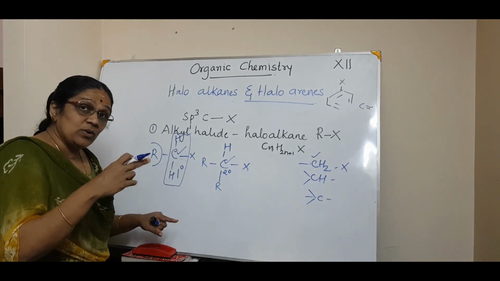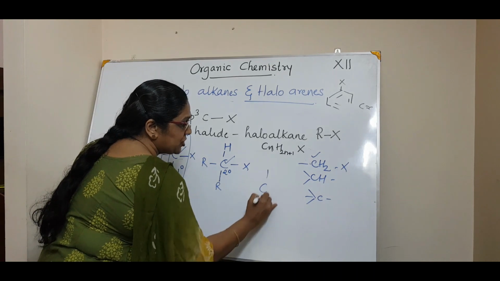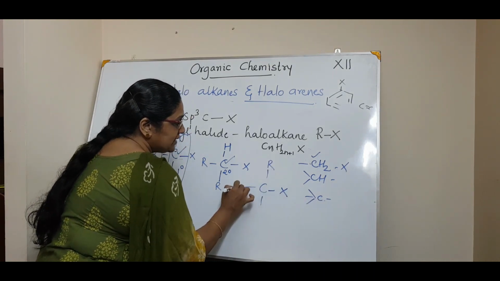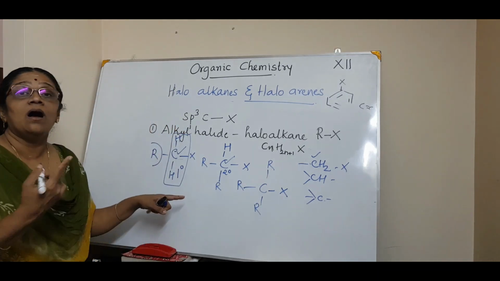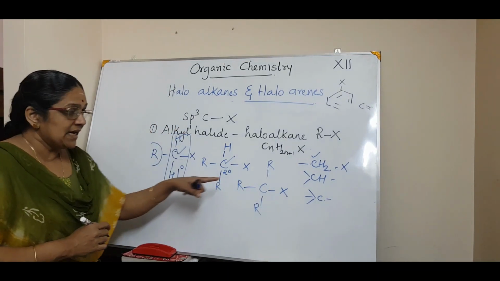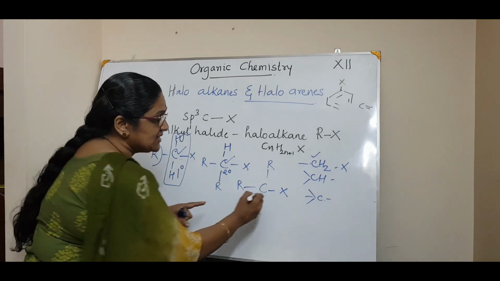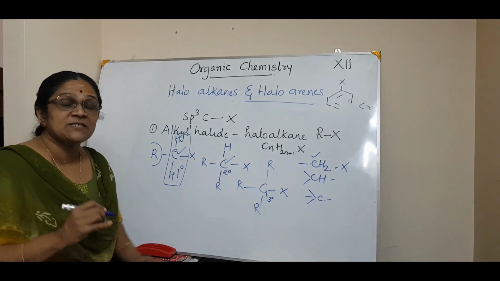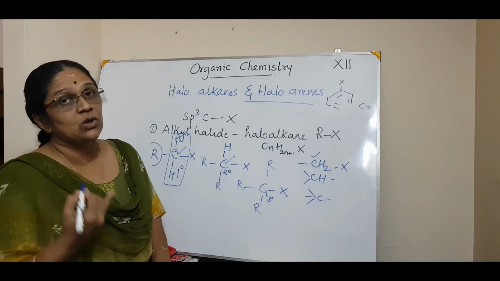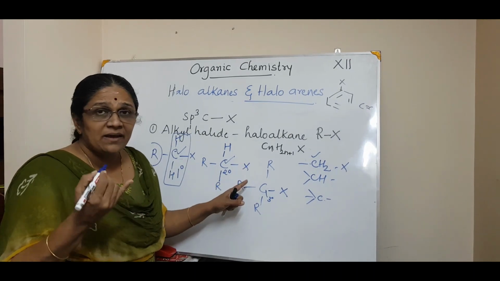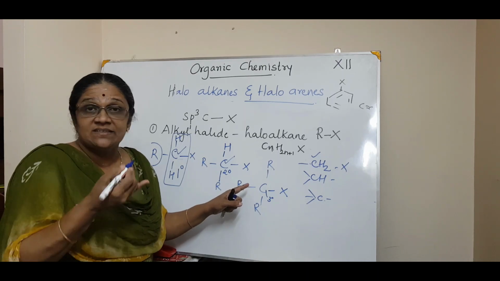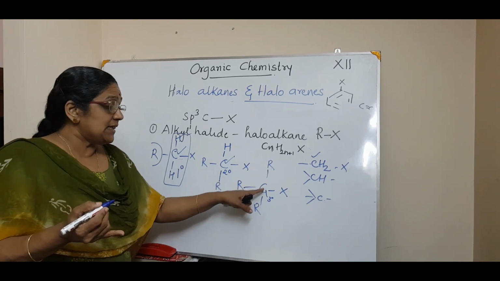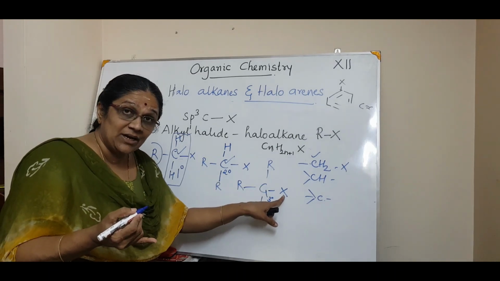And now the tertiary carbon atom. How do I write a tertiary carbon atom? The C–X bond, and all others are what? Alkyl groups or R groups. There cannot be a hydrogen atom in a tertiary carbon atom. See, in a tertiary carbon atom, all the valencies must be satisfied by an alkyl group. Alkyl group means R group. R can be anything: CH3, C2H5, C3H7, anything. So R can be any alkyl group, but this carbon atom is linked directly to a halogen atom.